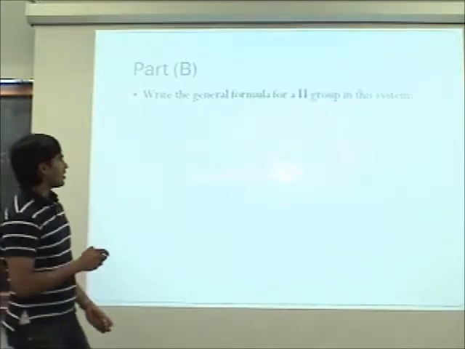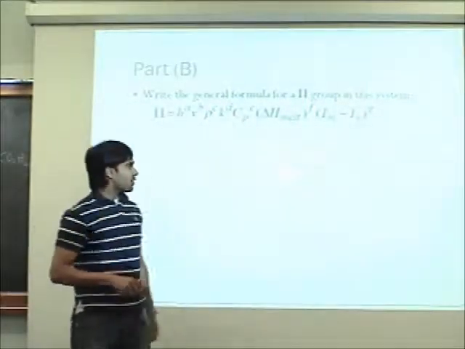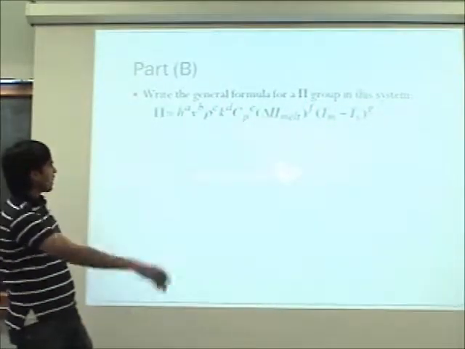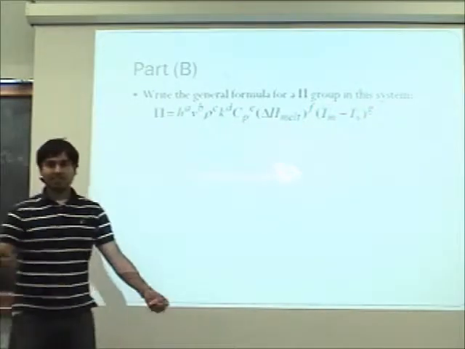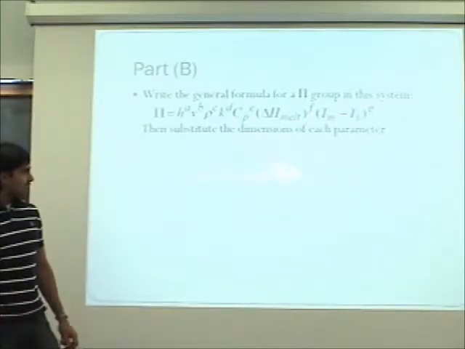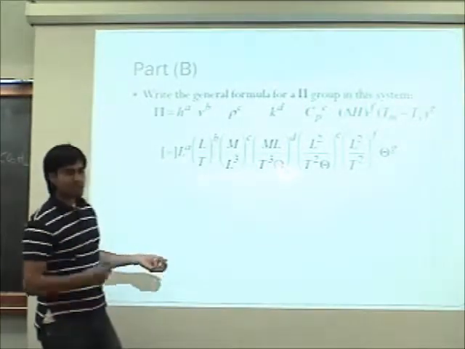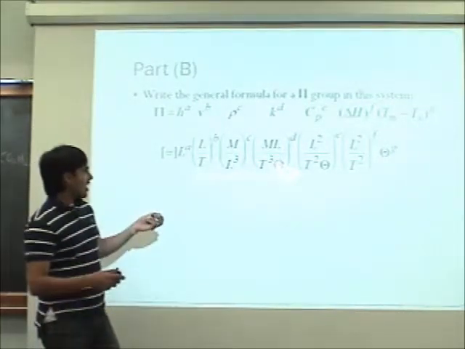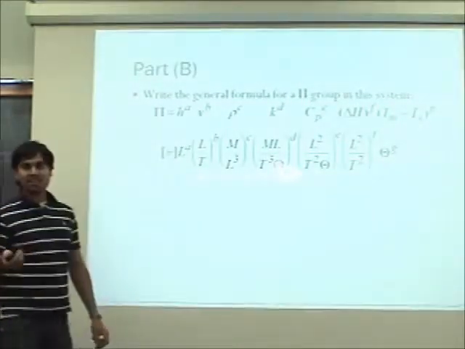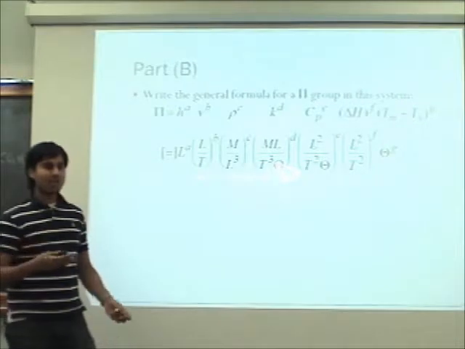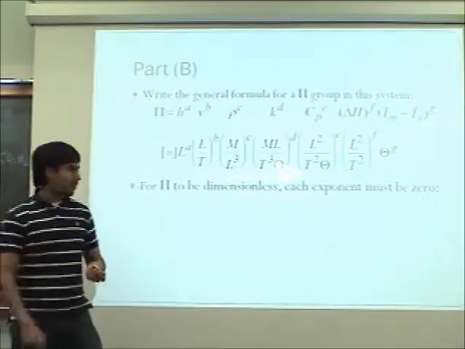Alright. Okay, so we know how to do this. We want to write the general formula, and we give each of the parameters an exponent. So we have that, and then we want to substitute under each of these. We want to substitute for the dimensions, and then once we have the dimensions, we want to group the similar dimensions so that the sum of the exponents is 0, so that we can get a dimensionless number.